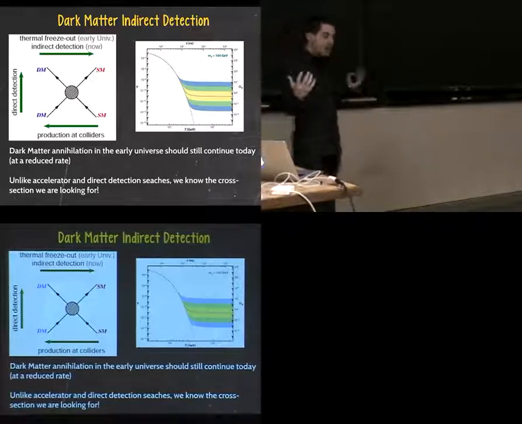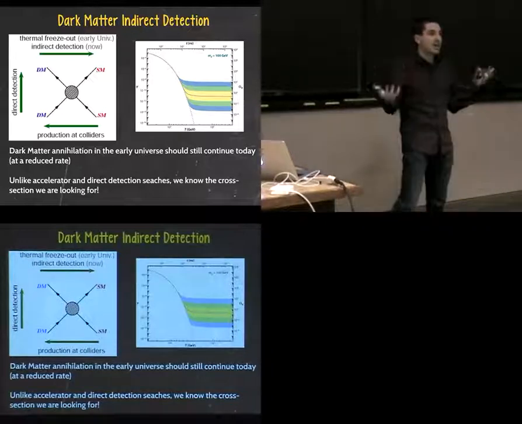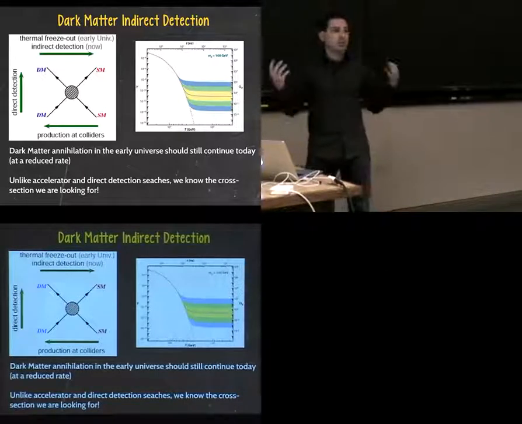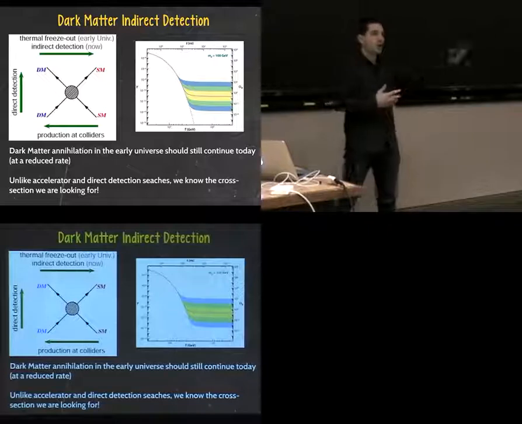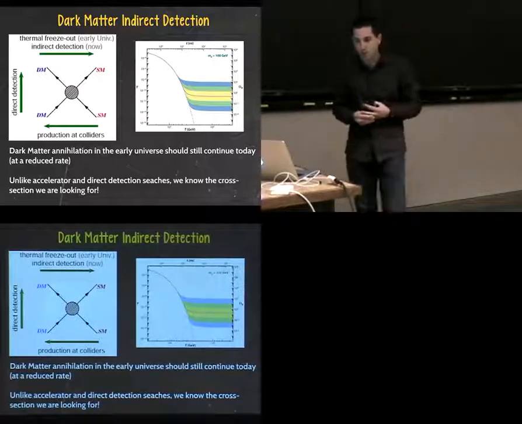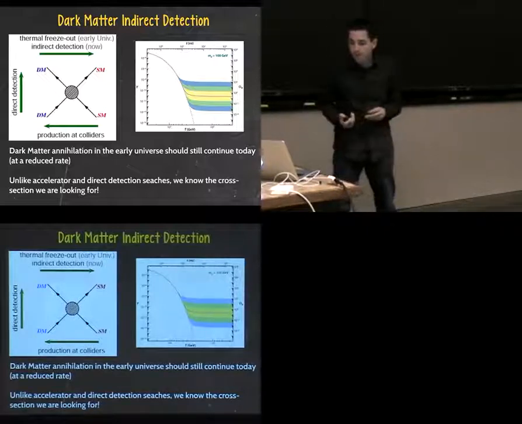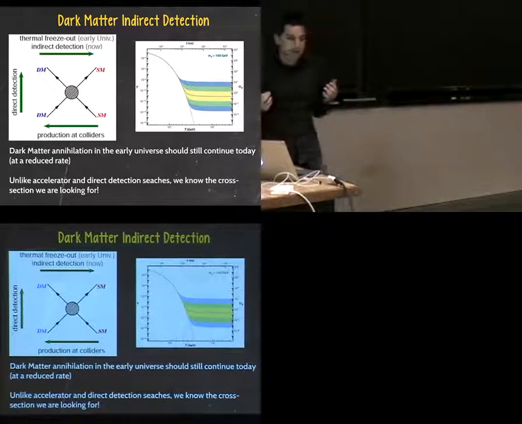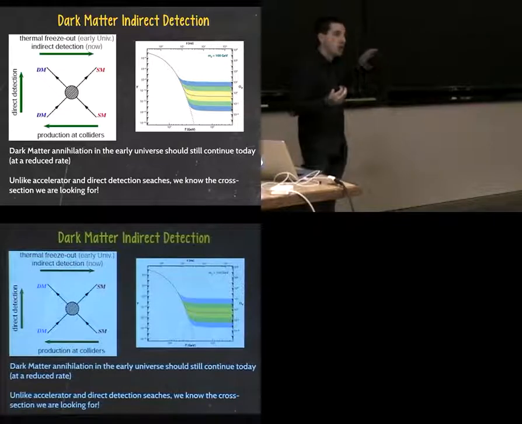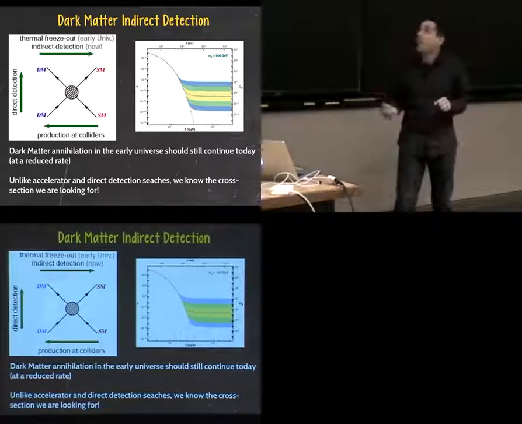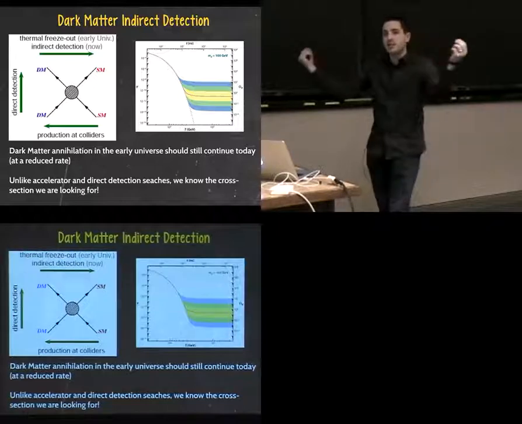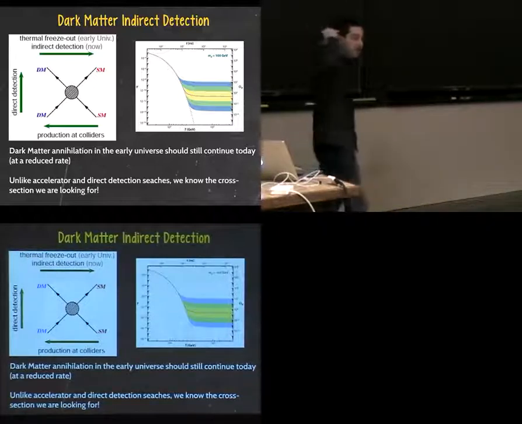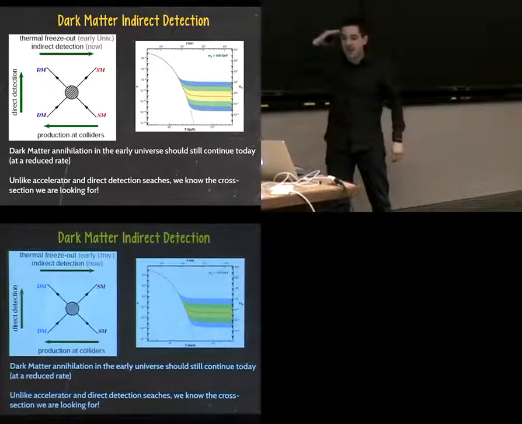So if there was dark matter annihilation in the early universe, in order to get the density of dark matter correct, that should still continue today at some very reduced rate. Reduced because the weak force has gotten weak. It's hard to excite these heavy particles to do your interaction. But something exciting is that, unlike direct detection or accelerator experiments, we know what that cross-section is we're looking for, because we know how much dark matter had to interact in the early universe in order to give us the correct density of dark matter today. We know how much that annihilation had to happen.